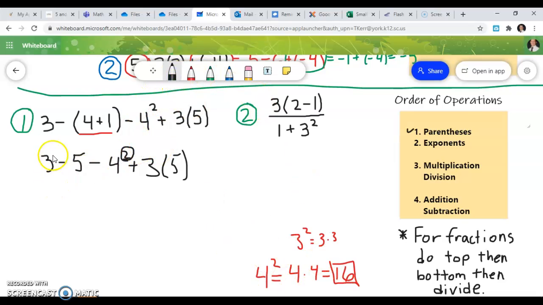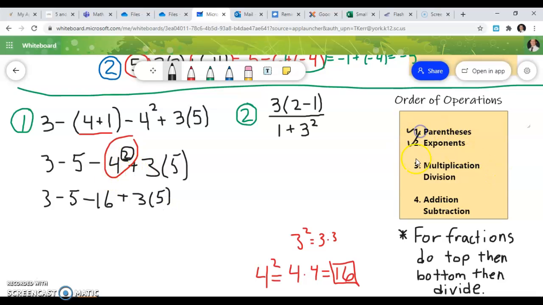So again, same thing. I'm going to copy down everything that I haven't used. I'm going to copy down, and the only thing that's going to change is I'm going to, instead of writing 4 squared, I'm going to write 16 because it's the same. Good. So I'm going to write 3 minus 5 minus 16 plus 3 times 5. So everything stays the same except for the one thing I changed. Good. So exponents, check. Now I'm going to look for multiplication and division at the same time. So for multiplication and division, I see right here some multiplication, but I don't see any division anywhere.